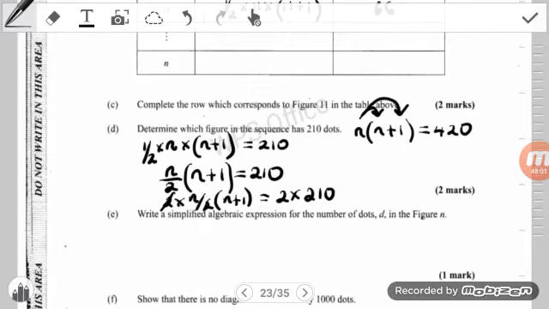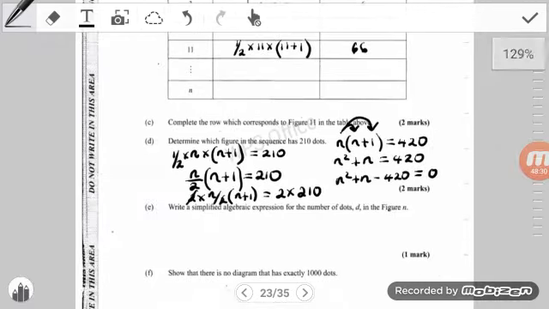Let's see, n times n is n squared. n times 1 is n. And that's equal to 420. So by the looks of this equation, it looks like a quadratic equation. So we're going to make it equal to 0 by transposing the 420, or subtracting 420 from both sides. So that's n squared plus n minus 420, and that's equal to 0. Alright, I think that all of that's worth 2 marks.